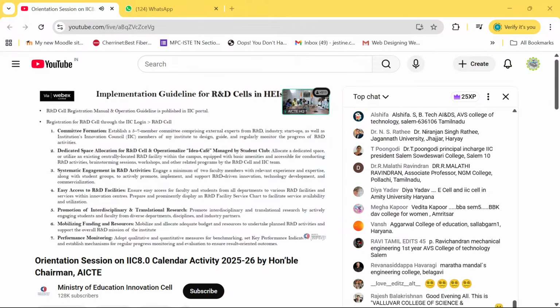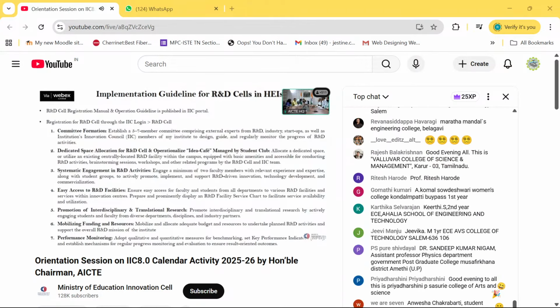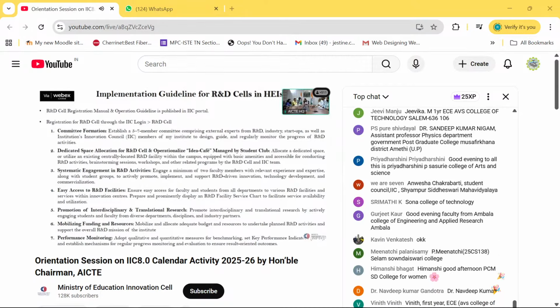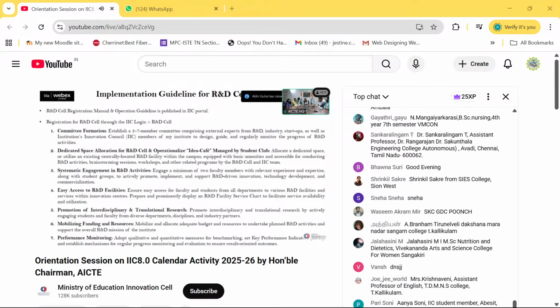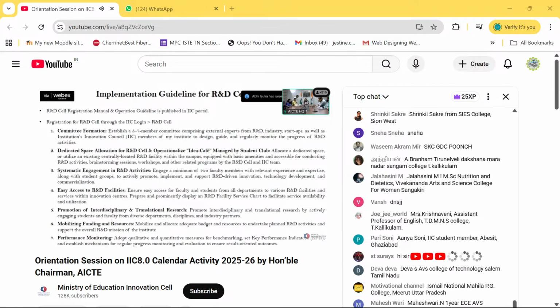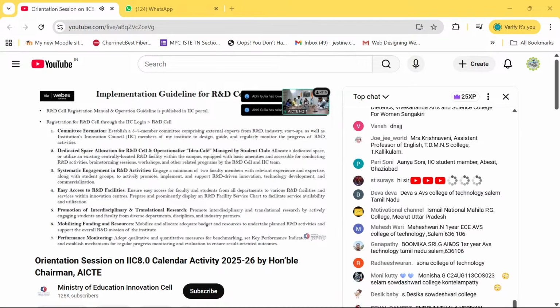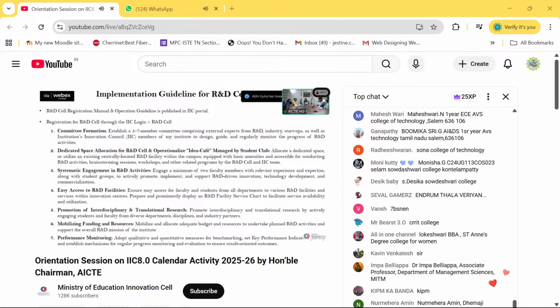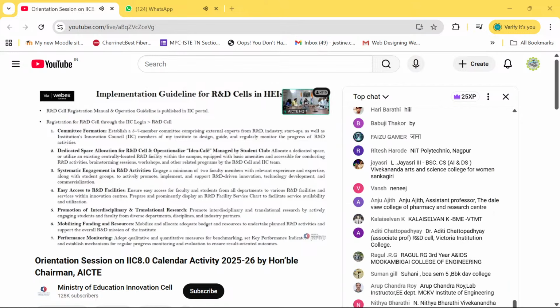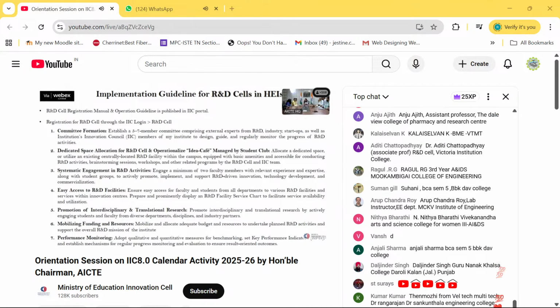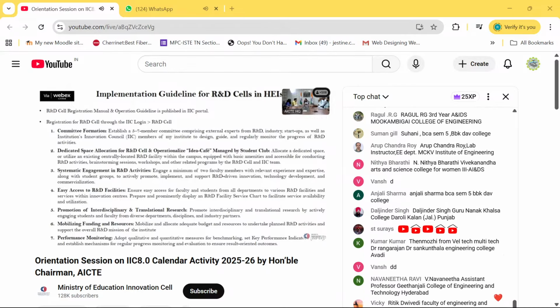Then the institution's R&D cell also has to monitor the performance of the R&D activities, and set a target for how research-driven innovations will be promoted in the institutions, leading to more generation of intellectual properties and to IP-driven startups. So this is all about the constraints we are expecting and the commitments from R&D cells while establishing their R&D cells in the institutions.